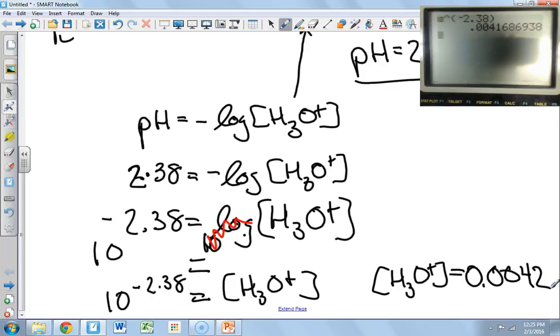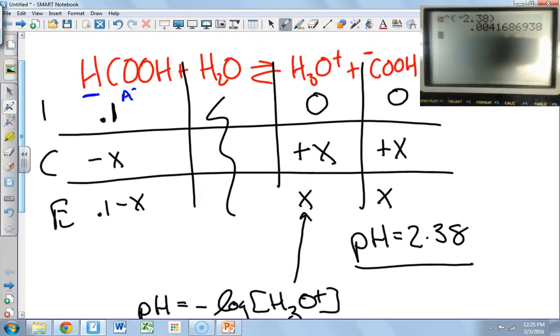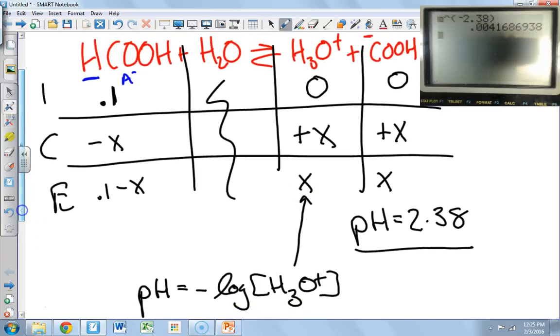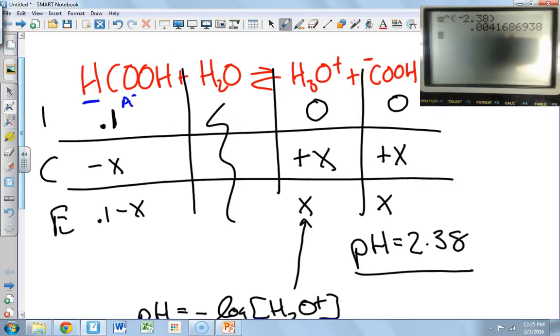Is that the end? No, because we have to come back up here. Now we have an X, right? Because isn't the concentration of hydronium ion our X? So now we can find the end conditions, the equilibrium conditions. I still have that value up here, so it's 0.0042. Now that is our X. So what do we put in here? Well, those two values are the same because they're both X, 0.0042.